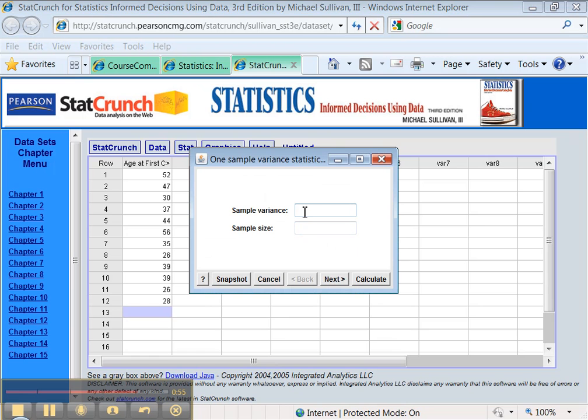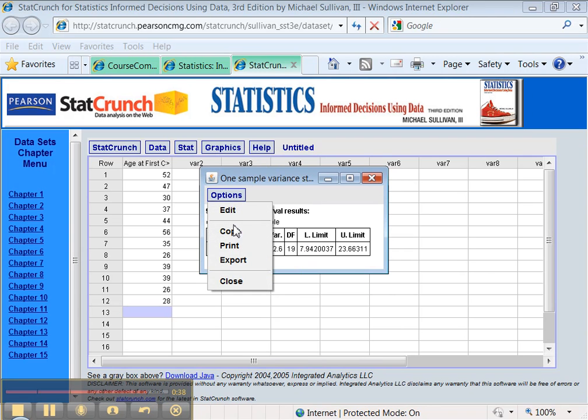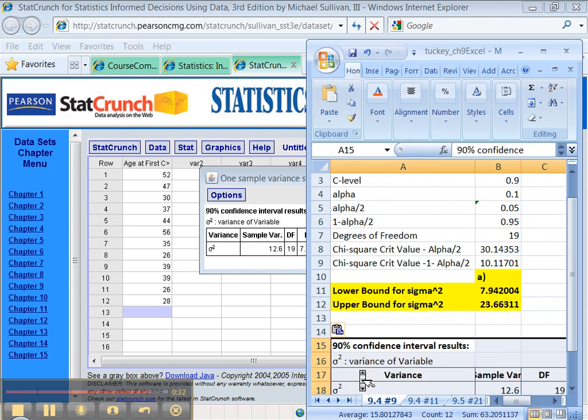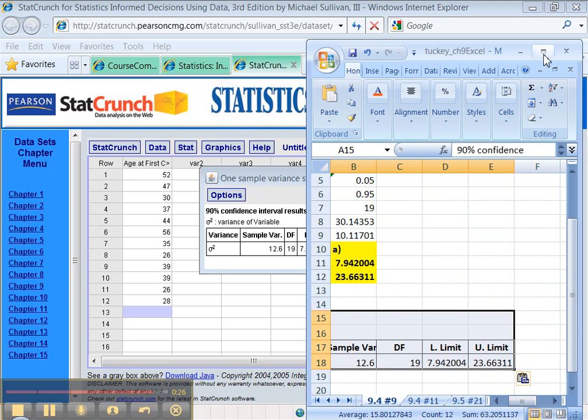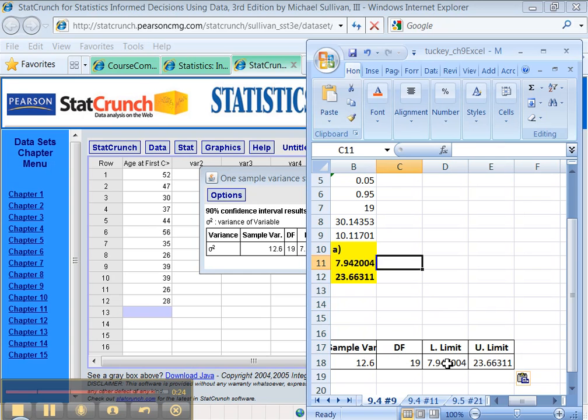It's going to ask us what the sample variance was. That was 12.6, that's s squared. N was 20, that's our sample size. Click next. We want a confidence interval. We want 0.90. Click calculate. And there it is. Copy. Let me print it down here so you can see. Same numbers. There it is, 7.94. See it? 7.94. 23.66, 23.66. It's the same. So StatCrunch will also find those for you if you like.